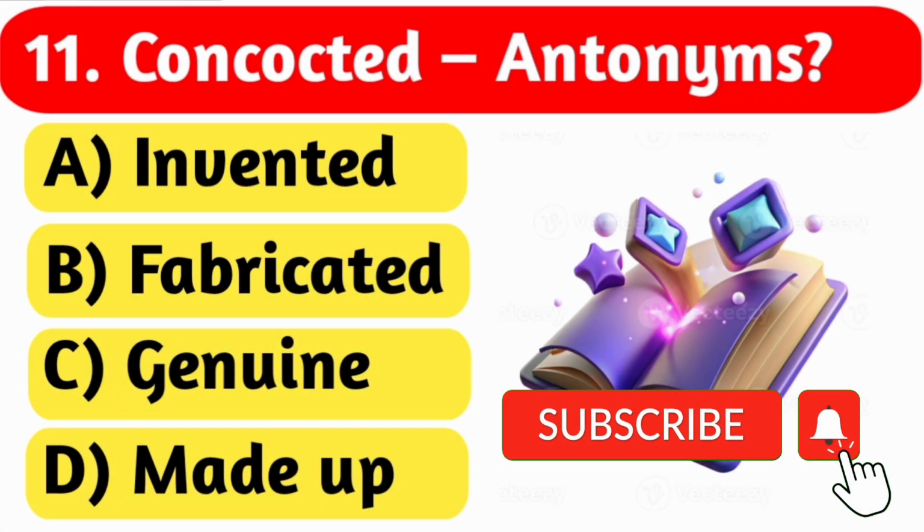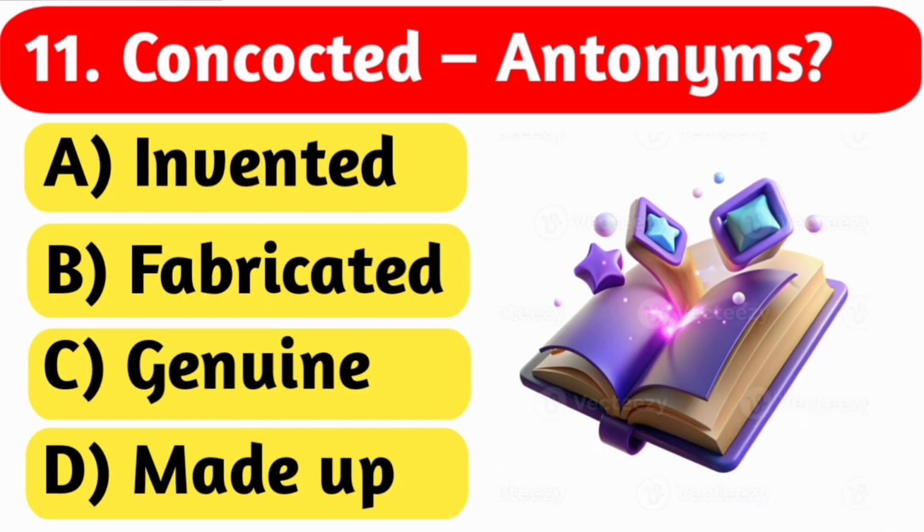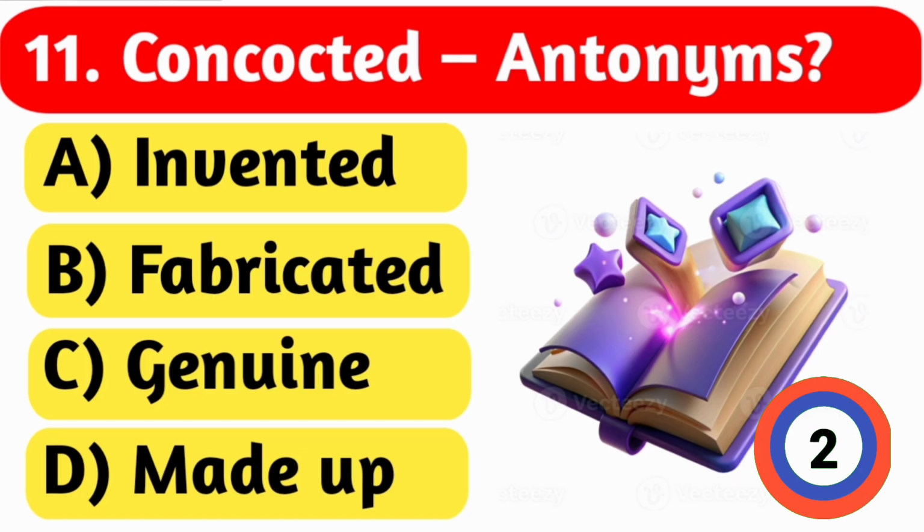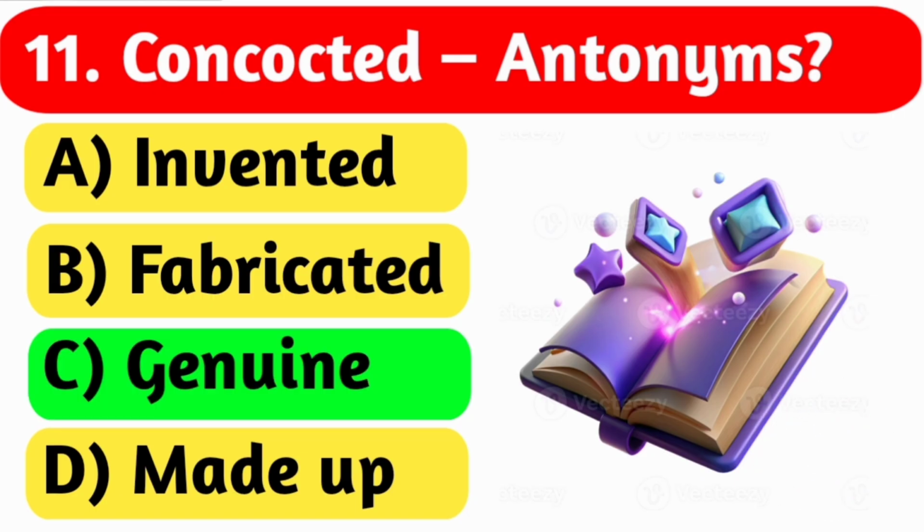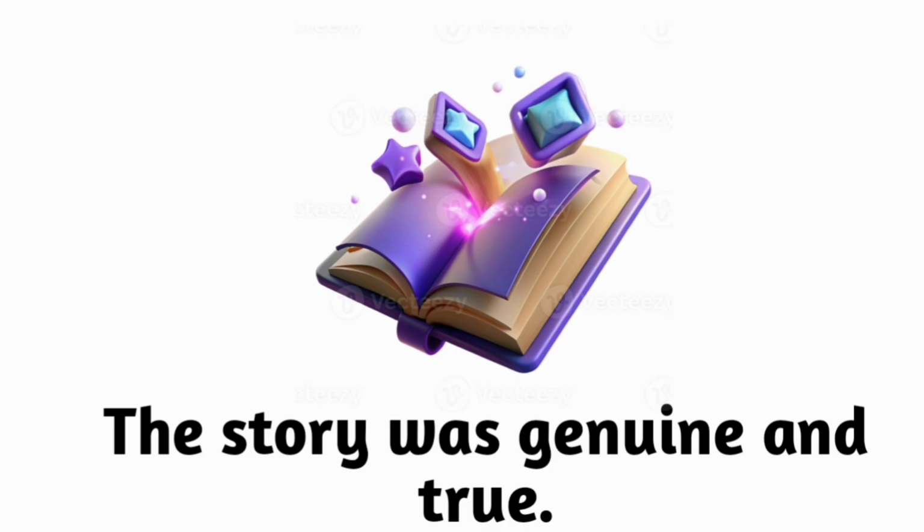Your 11th question is concocted antonyms. Your options are A. Invented, B. Fabricated, C. Genuine, D. Made up. Your correct answer is option C. Genuine. The story was genuine and true.